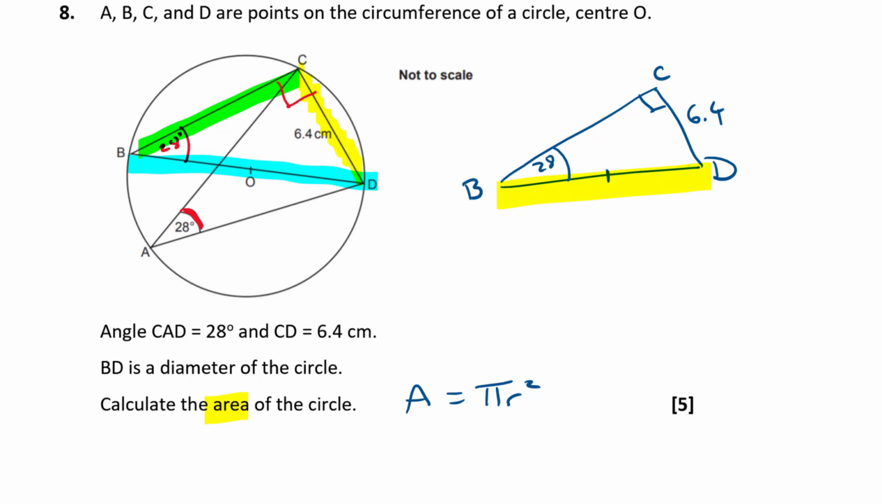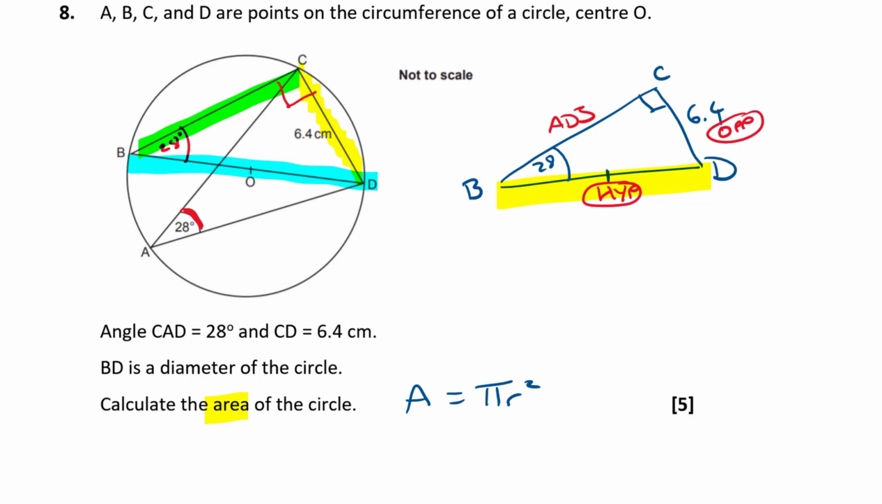Okay, so using a bit of trigonometry, let's label up the sides. That long side, the yellow side there, is the hypotenuse then, isn't it? And 6.4 is going to be the opposite. And my other side that I don't really care or know about is the adjacent. What I care about is the hypotenuse, and I know the opposite. So which ratio is that then?